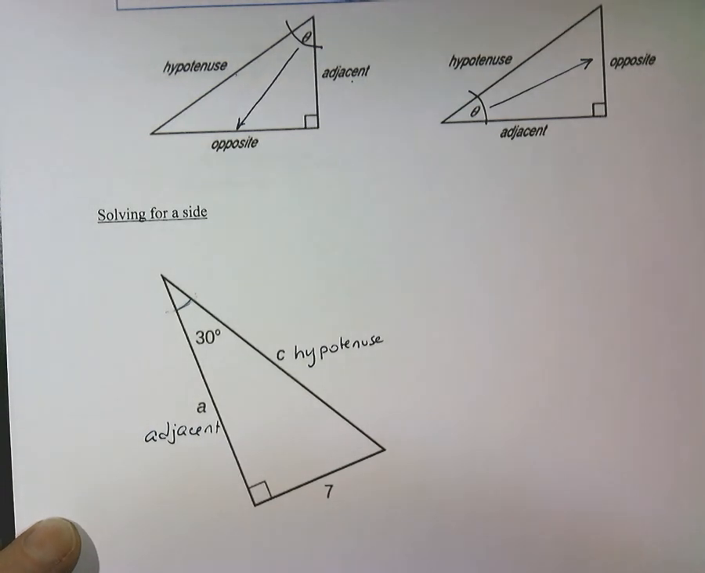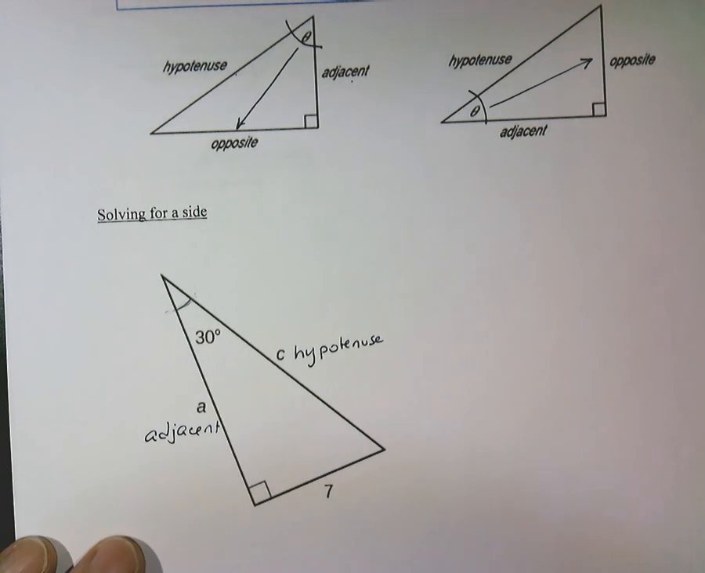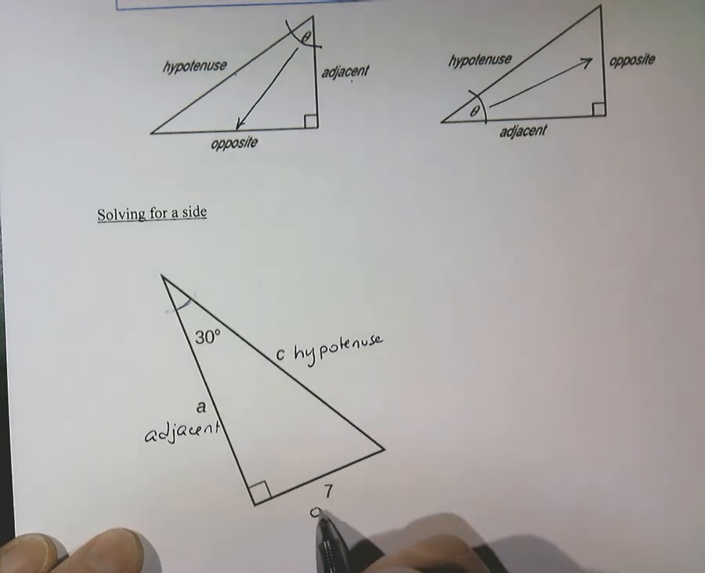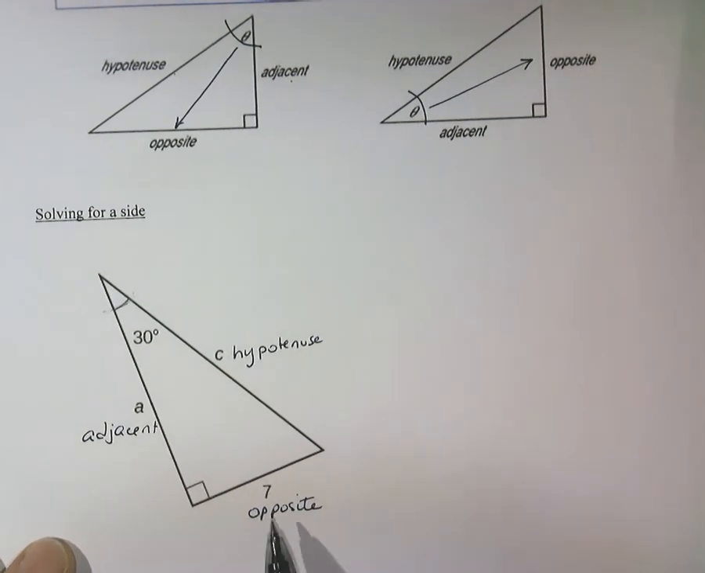Don't think a always represents the adjacent side. I could have used the letter z, the letter p, or the name Sam. It doesn't matter what you call it. It just is adjacent to the angle that you're talking about. So 7, in this case, is going to be my opposite side. Since I'm given my opposite side, I want to find my hypotenuse and I want to find my adjacent.